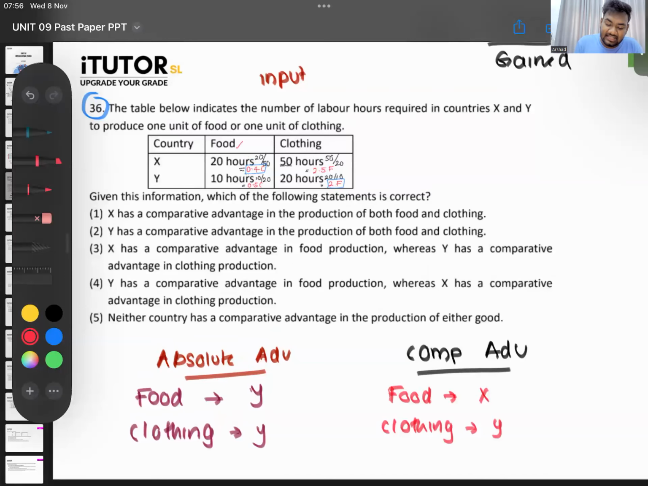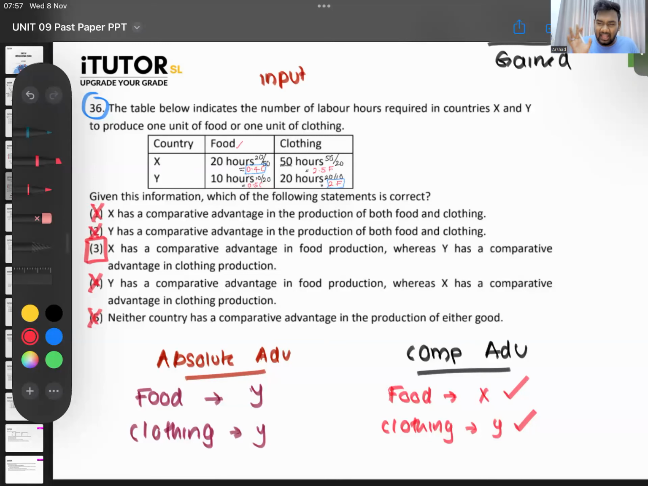They are saying country X has the comparative advantage in producing both food and clothes. No, wrong. Y has the comparative advantage in producing both food and clothes. Usually you can't have comparative advantage in both. Country X has the comparative advantage in food. Correct. Whereas Y has the comparative advantage in clothes. Right, that can be your answer. Y has the comparative advantage in food? No, Y has it in clothes. Neither country has a comparative advantage? No, they have. So answer number 3.